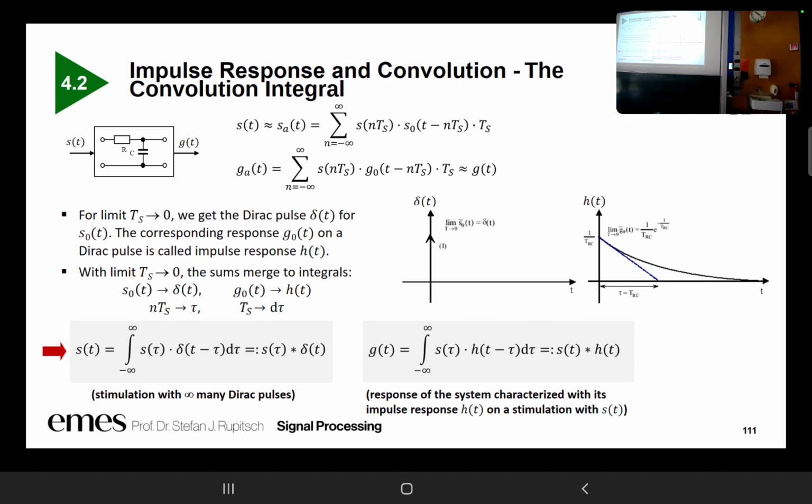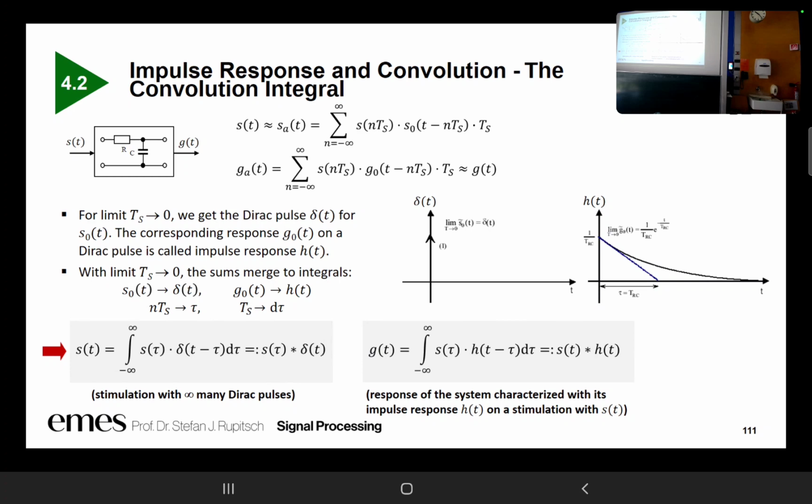And what happens to the output of the system for such a, let me call it, direct bias? What happens to the output of the system in case of such a direct bias? We obtain the P-bias response.